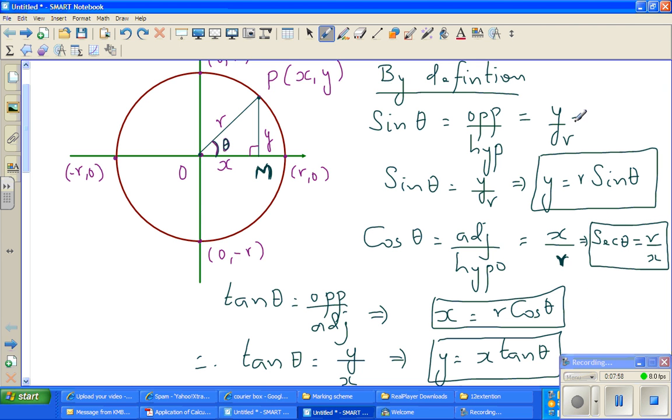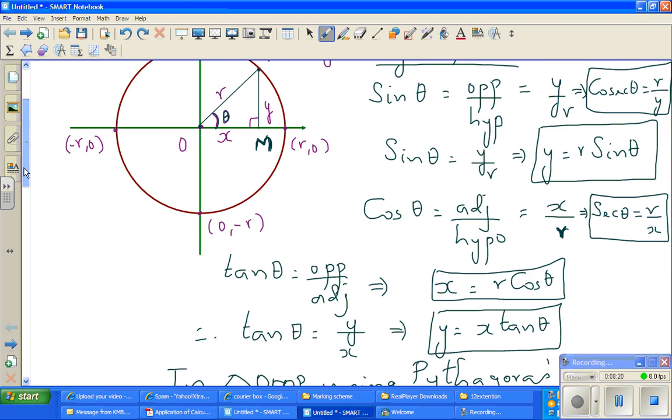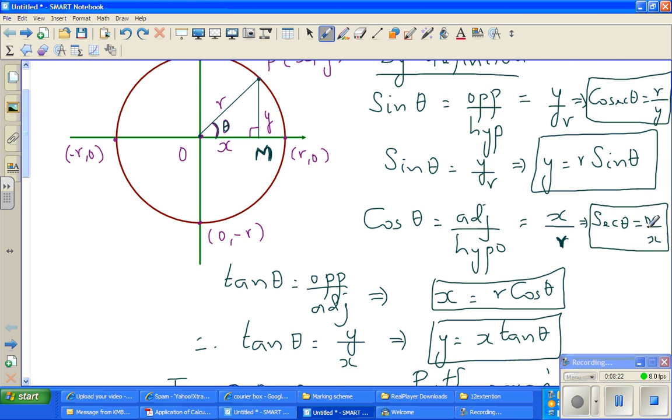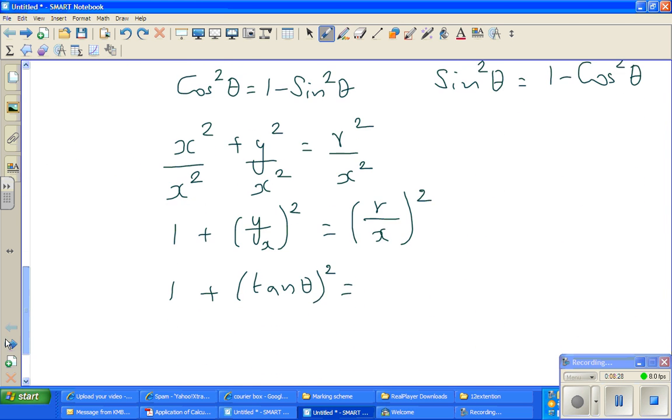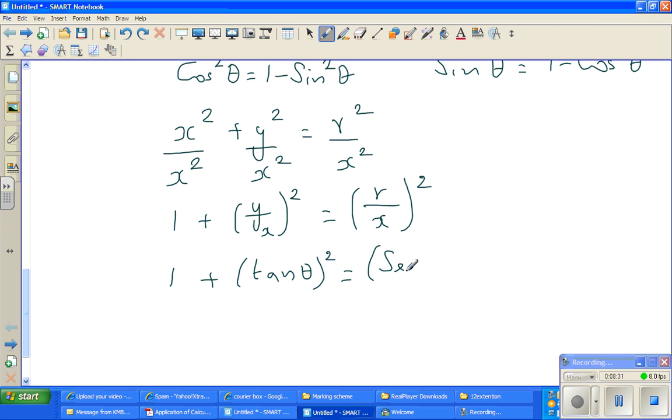And the reciprocal of sine is cosec theta, cosecant theta. Cosec theta is r over y. This is also by definition. We need this later on. Cosec is the reciprocal of sine, and sec or secant is the reciprocal of cos. So I've got r over x, and in place of r over x, I can write sec theta. So this is sec theta squared. So this becomes 1 plus tan squared theta.